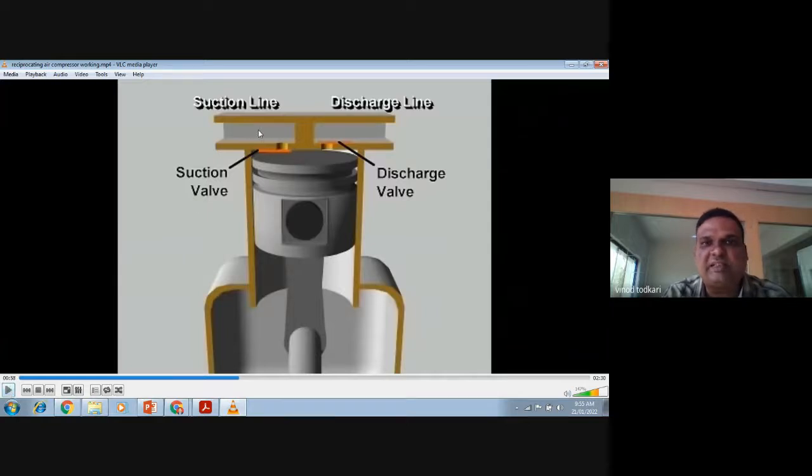See, this is suction line, this is discharge line, this is suction valve, here you can see, and this is discharge valve. This is piston, this is cylinder, this is connecting rod, this is crank.